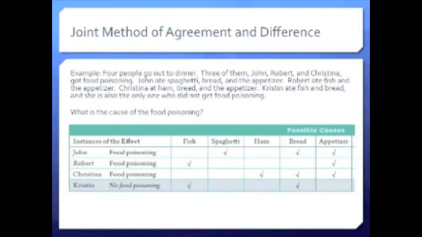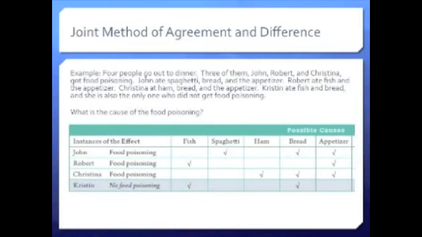Now, what is the cause of the food poisoning? Notice that in this case, we should not simply apply the method of agreement since we have information regarding a negative case of the effect as well as information regarding positive cases of the effect. We also cannot apply the method of difference because we are working with more than 2 cases. Thus, we are interested in identifying the cause of a certain type of effect.